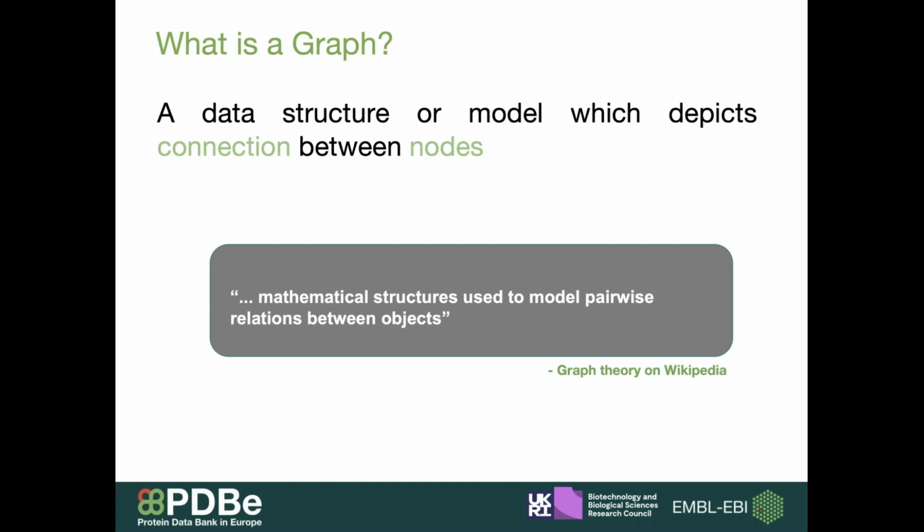So what is a graph? It's a data structure or a model which depicts connections between nodes. What Wikipedia says about graph theory is they are mathematical structures that can be used to model pairwise relations between objects. A graph in this context is made up of vertices, which are also called nodes or points, which are connected by edges, which are also called links or lines.